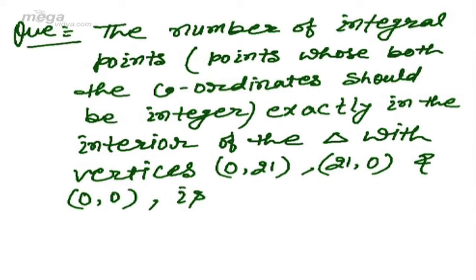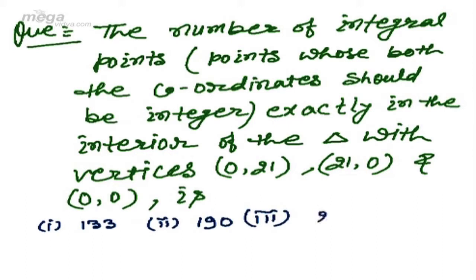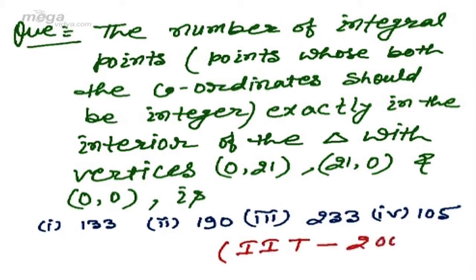(0, 0) is. And your options are: the first option is 133, the second option is 190, the third option is 233 and the fourth option is 105. This question is from the IIT 2003 entrance examination. According to the question, the three vertices of the triangle are (0, 21), (21, 0) and (0, 0).